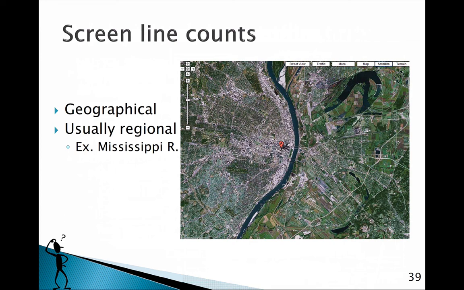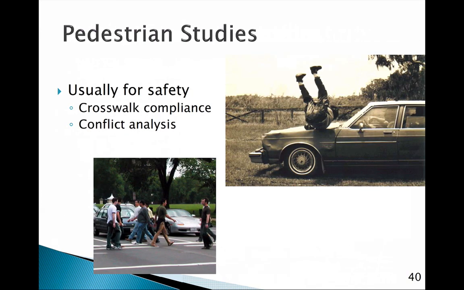So we have the river. That's a popular way to do these. Something like a railroad, a mountain range, anything that you can only get across in a limited number of ways is a good place for a screen line count.